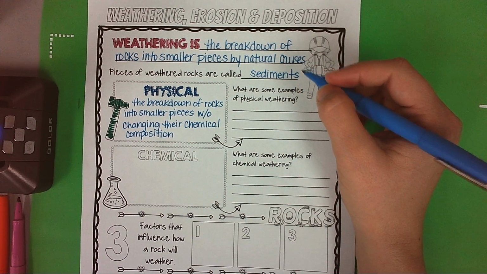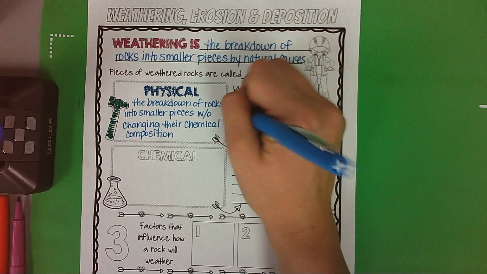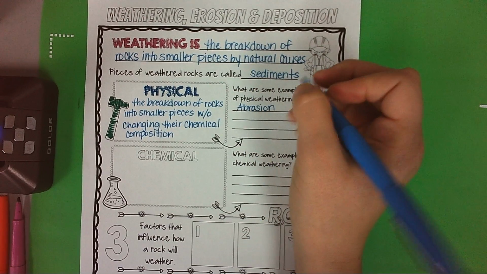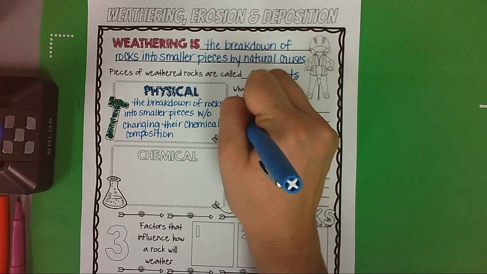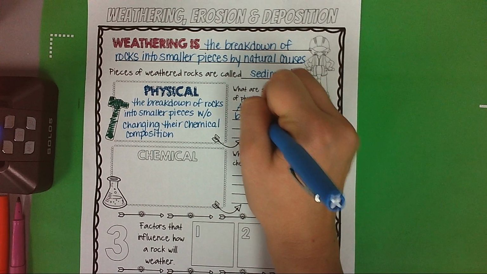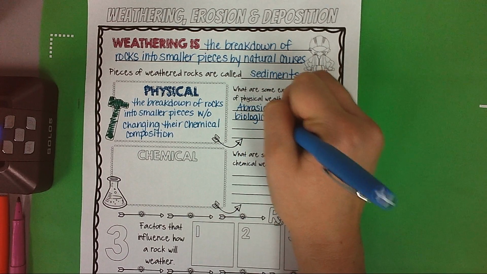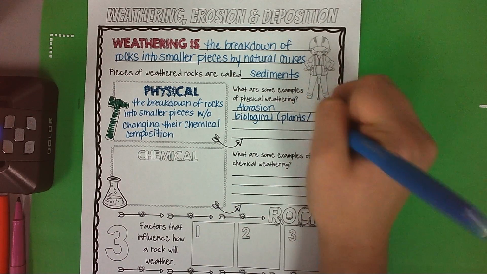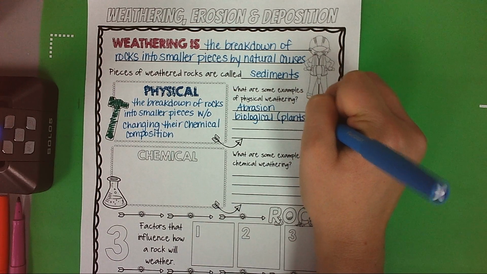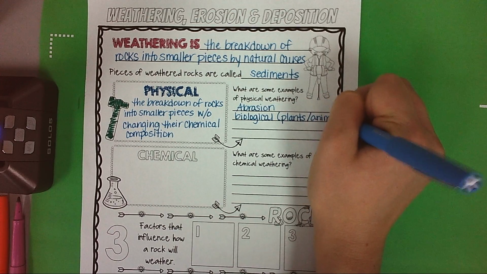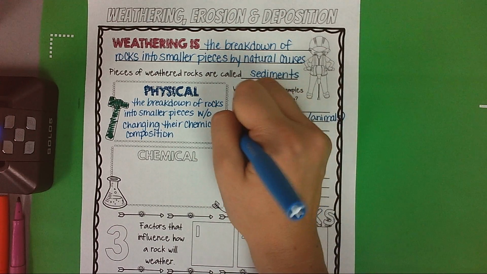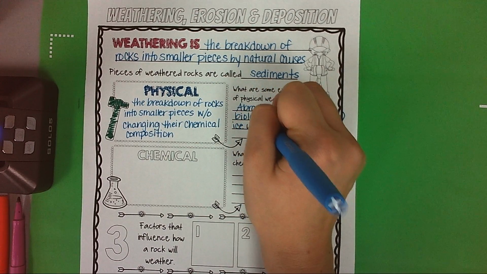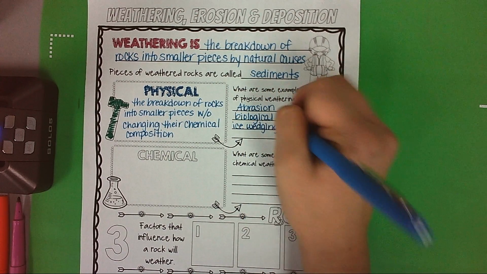So what are some examples of physical weathering? So we have something that's called abrasion. Alright, we have biological. Bio means life. Okay, plants and animals. So sometimes roots can grow into rocks or into concrete, if you want to look at it that way. Alright, and they're breaking them into smaller pieces. Alright, we have ice wedging. So water gets in and then it freezes and the rock expands.